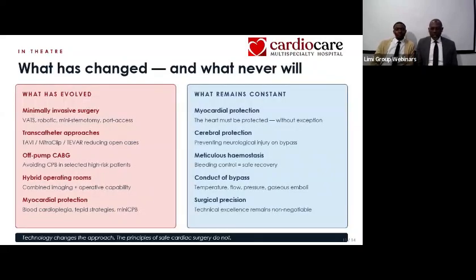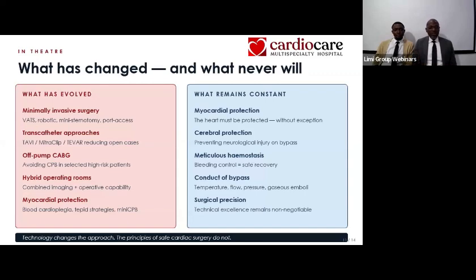So what has changed in cardiac surgery and what remains constant? Nowadays, there is the concept of keyhole surgery, what is referred to as minimally invasive surgery. Everybody wants a scar that is that small. So there's VATS, there's robotic surgery, and many procedures have been done now through very small incisions. Of course, we have the transcatheter procedures like the TAVI and the TIVA for the aortic cases. And then the hybrid procedures we've been talking about.